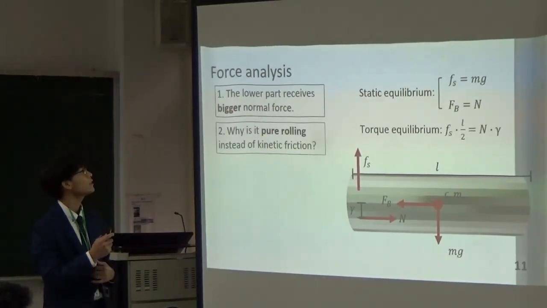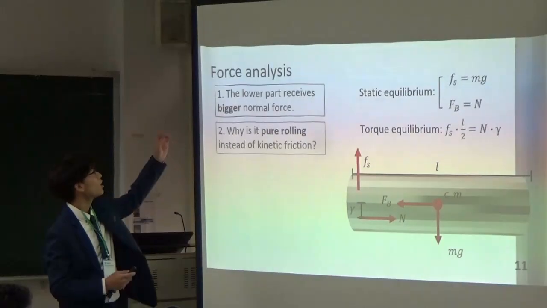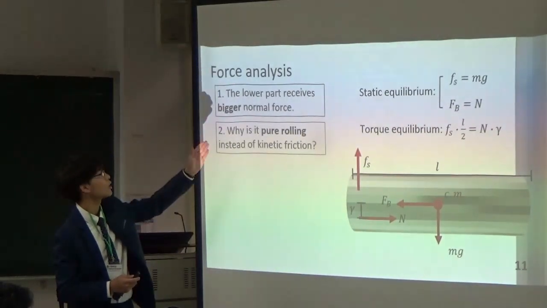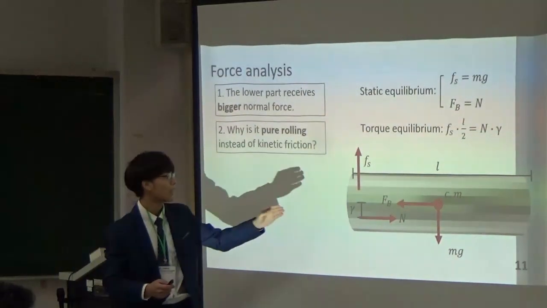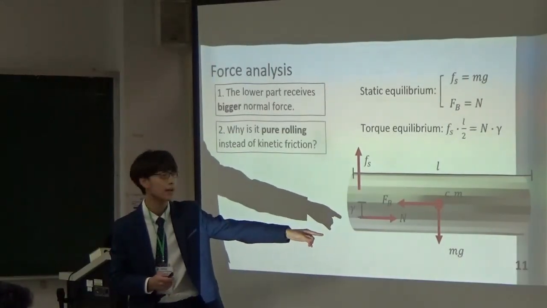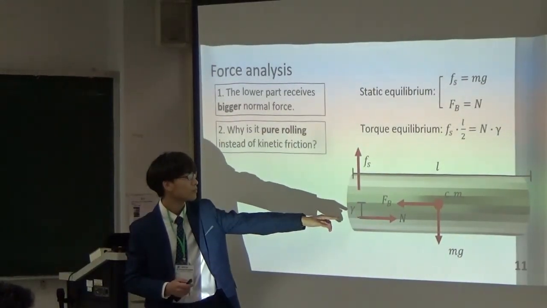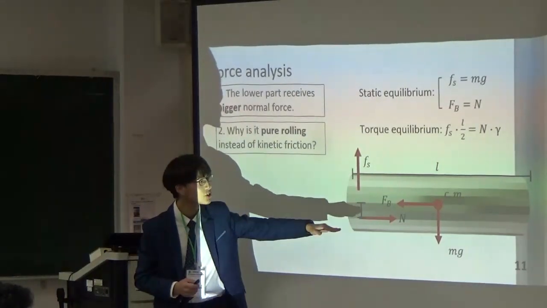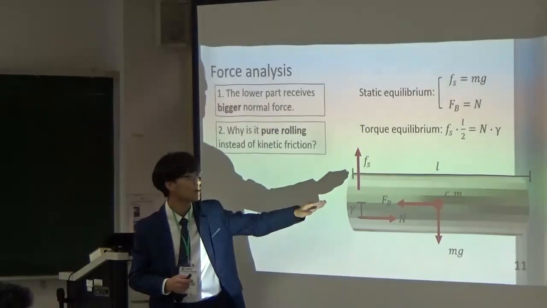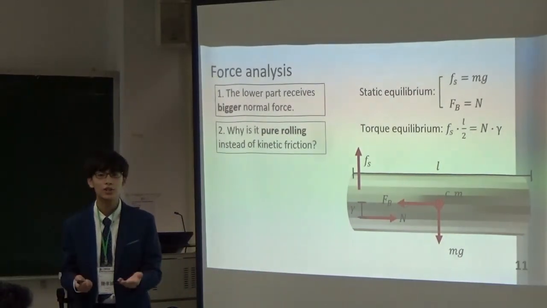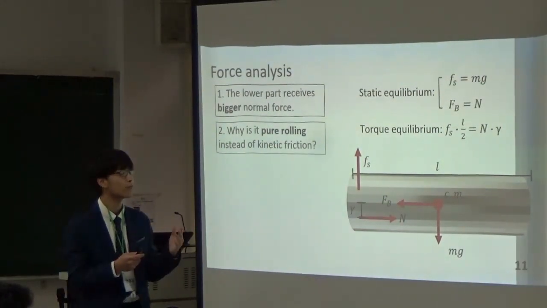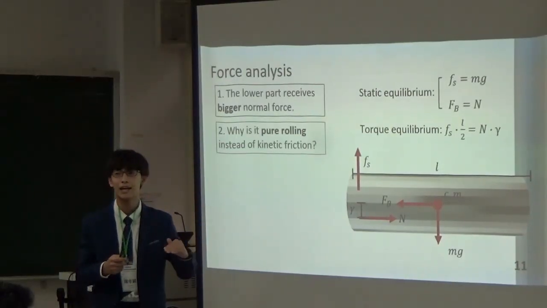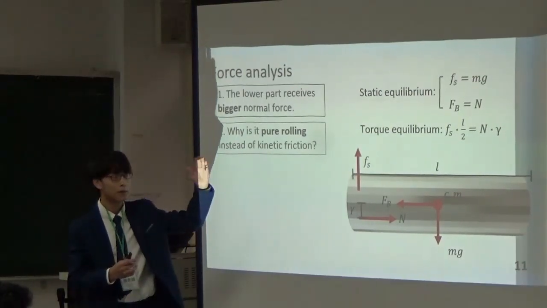We would first like to clarify why the lower part receives bigger normal force. Because as we can see in this force analysis here, the normal force is pointing downwards and it is closer to the lower contact points of the magnets. And as previously mentioned, this is why the normal force at the lower contact point is higher than the upper contact point.